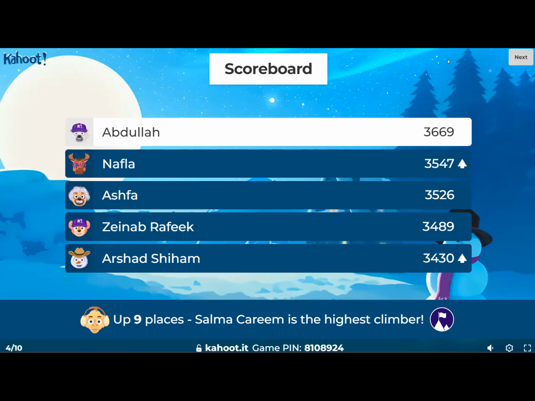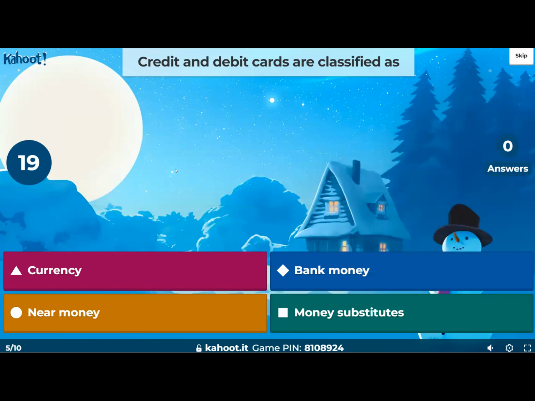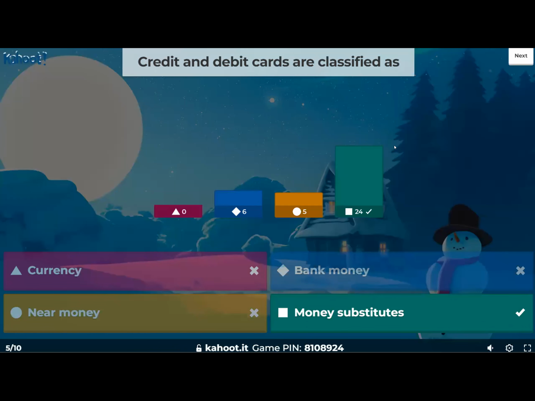Right. Credit and debit cards are classified as currency, bank money, near money, money substitute. Come on, one of the easiest questions I would say. Credit and debit cards are classified as money substitutes. So remember, under money substitutes, we learned there are two: credit and debit card.